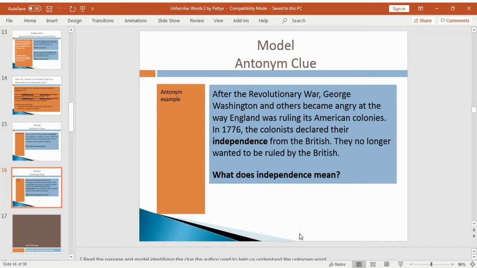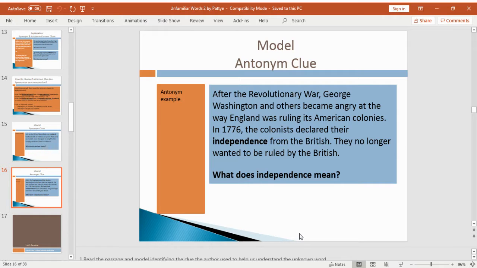Let's look at another example of an antonym. An antonym means the opposite. Look at this short passage. After the Revolutionary War, George Washington and others became angry at the way England was ruling its American colonies in 1776. The colonists declared their independence from the British. They no longer wanted to be ruled by the British. What does independence mean? Let's look at the sentence that has this bold-faced word.